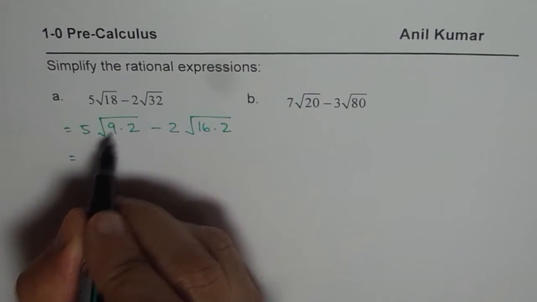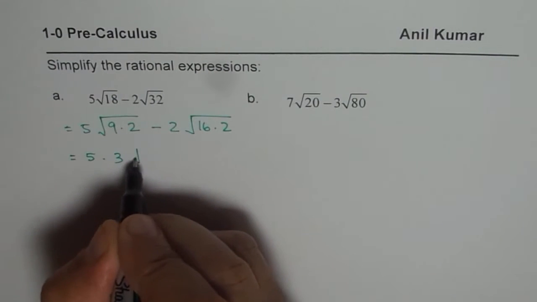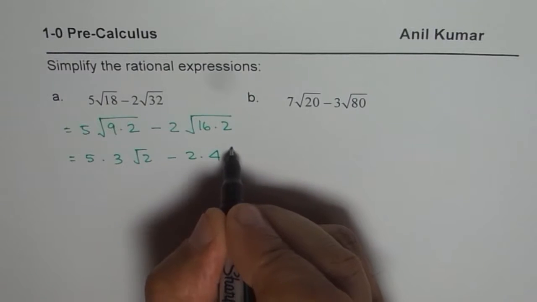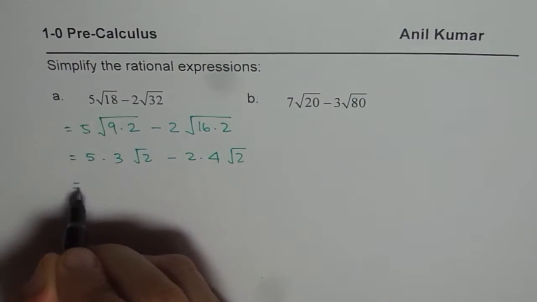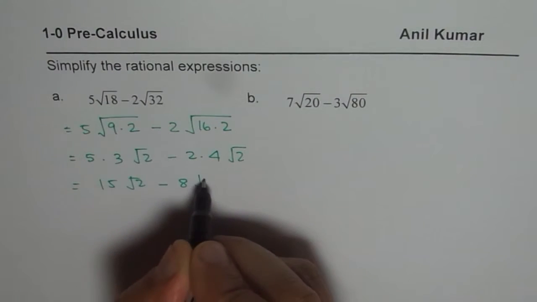So square root of 9 is 3, so we can take it out of the radical sign. So we get 5 times 3 square root 2. On this side we get 2 times 4, since square root of 16 is 4, square root 2. That is to say 15 square root 2 minus 8 square root 2.